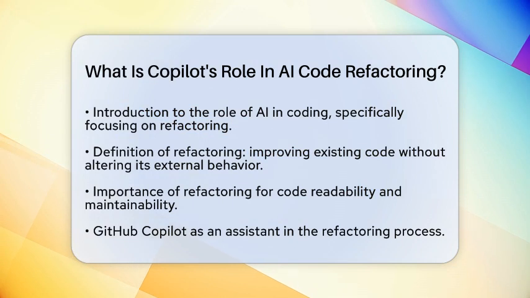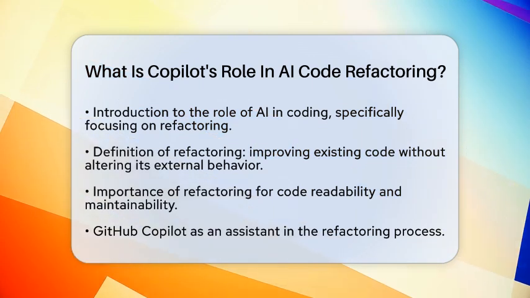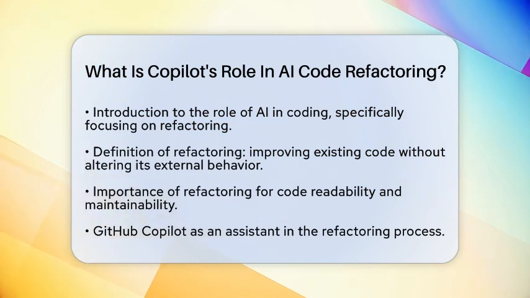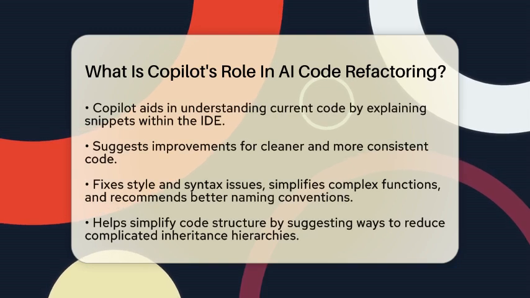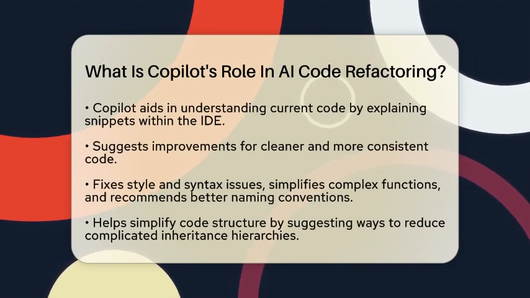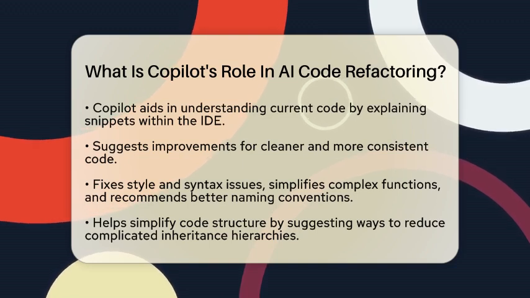Copilot can explain code snippets directly in your integrated development environment, or IDE, making it easier to grasp the logic behind the code. Next, Copilot suggests improvements. It can point out areas where the code can be cleaner or more consistent. For instance, it can fix style and syntax issues, simplify complex functions, and recommend better names for variables and functions. This not only enhances clarity but also makes the code easier to work with.